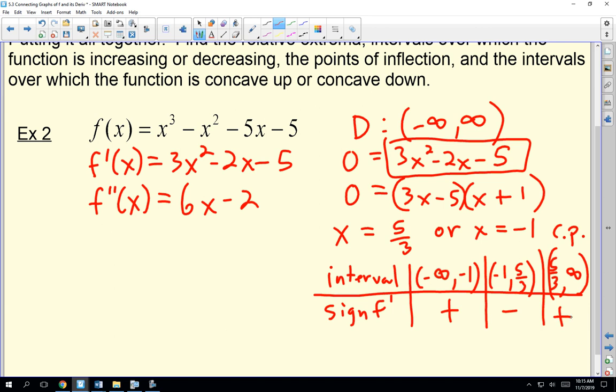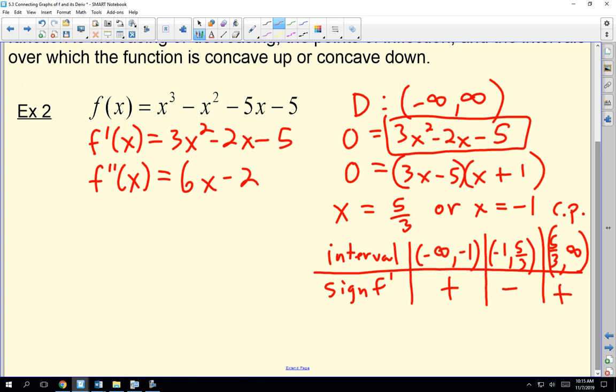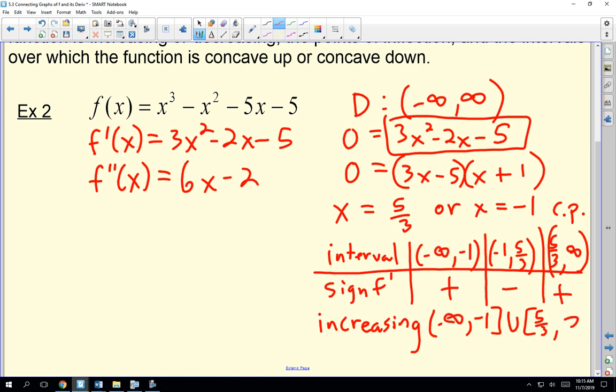So let's answer our question about increasing and decreasing. So an increasing interval for our original function, we can write it as a union of two intervals. So I've got open, negative infinity to, remember it's closed here, -1, because -1 is in the domain of the original polynomial function. Union, closed, 5/3, comma, infinity open. So there's my increasing interval. Okay, that's my increasing interval. You read it right off of the table, where you see the pluses.